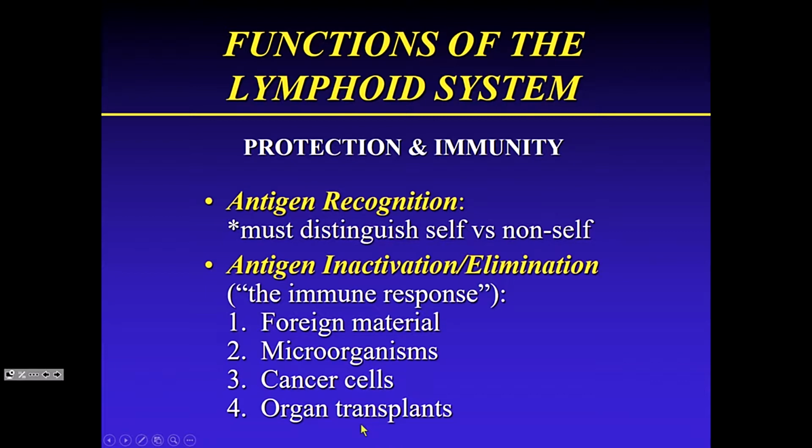So a foreign transplant is going to be treated like a foreign pathogen, and the body will try to reject that transplant, as if it was a bacteria or anything else. So in those cases, people that have organ transplants have to take drugs to suppress their immune system so that the body won't reject the organ transplant.